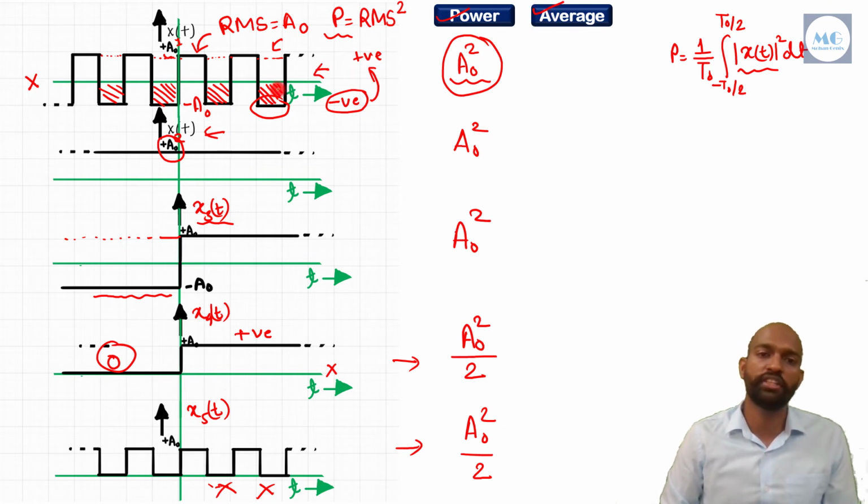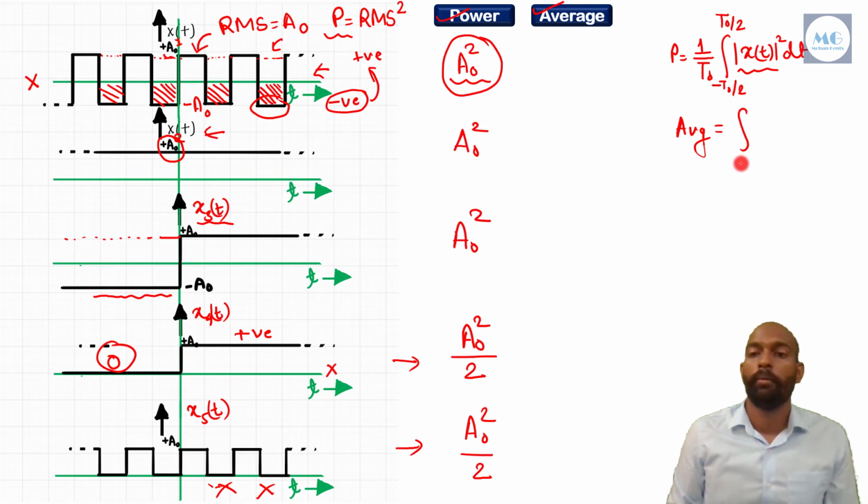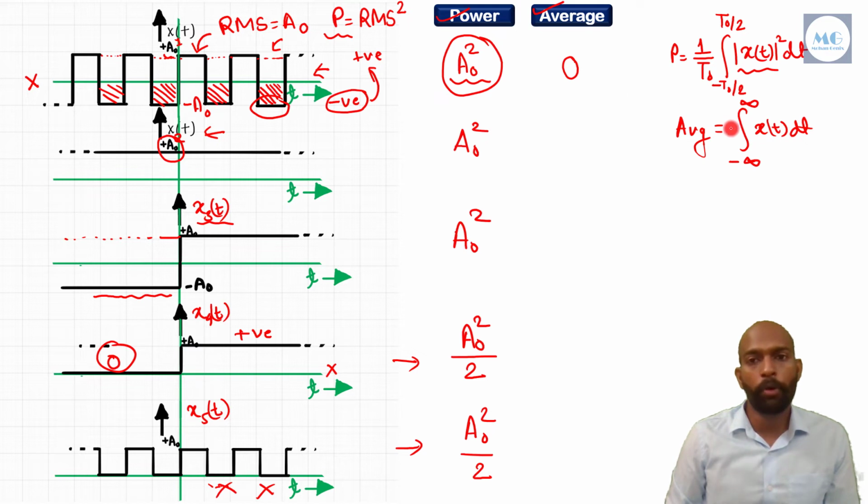Similar to the power of this signal, we can also get the average of this signal through its formula, which is equal to the integral from minus infinity to plus infinity of x(t) dt. Okay. So I am directly writing its average as 0. You can get it through the formula or know this trick.